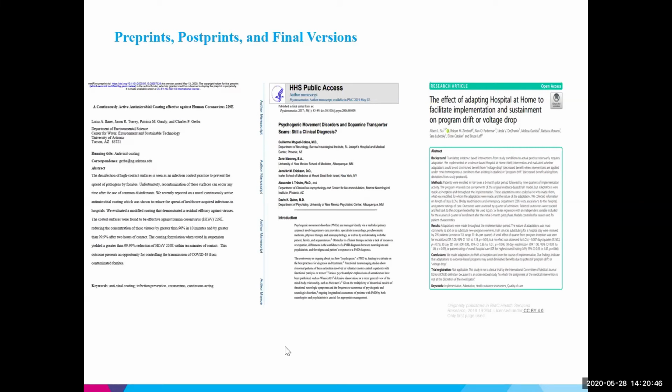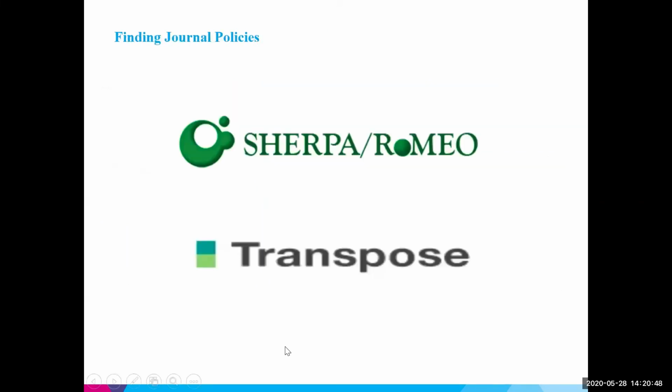And this brings me, once again, to those tools that I mentioned about how you can figure out which version you can use when you want to self-archive. These are the two databases that really do a good job on this. The first one is called Sherpa Romeo. Yes, it's a silly name, just go with it. The second one is called Transpose.